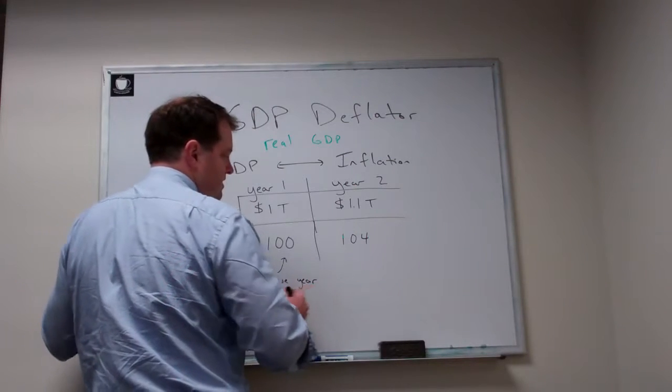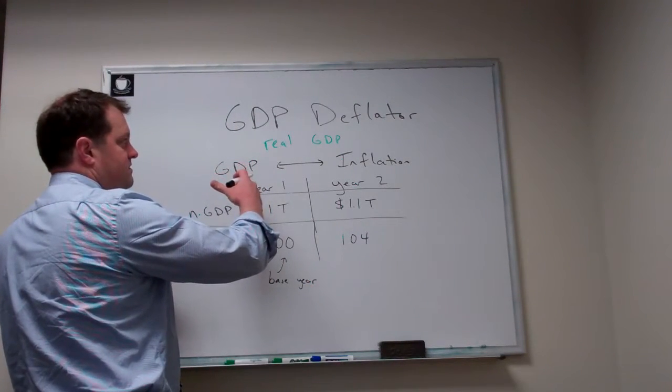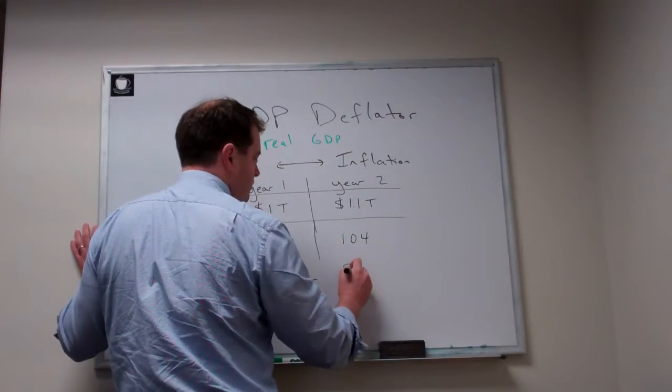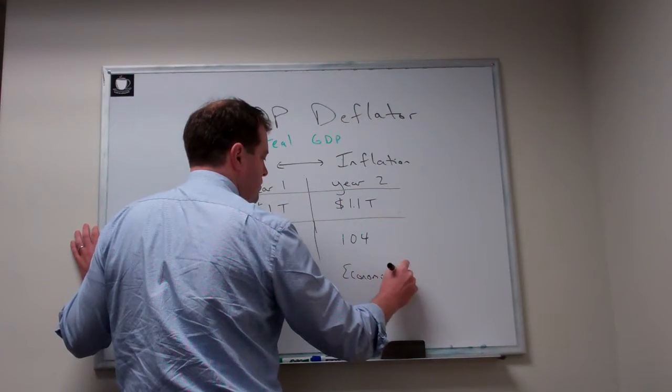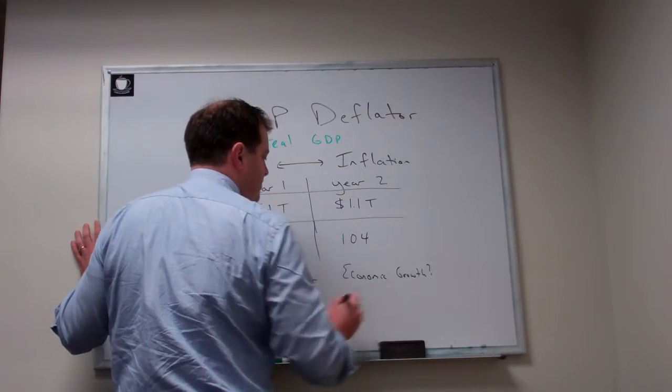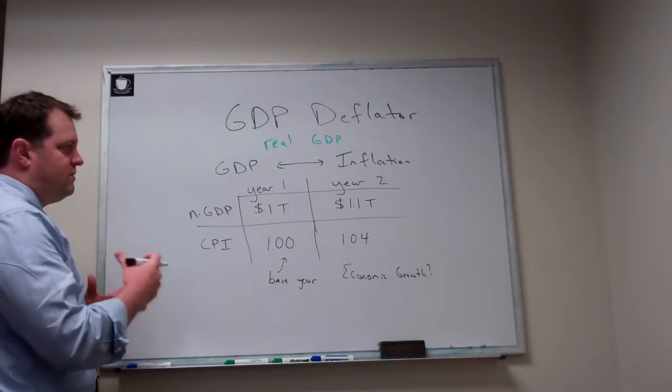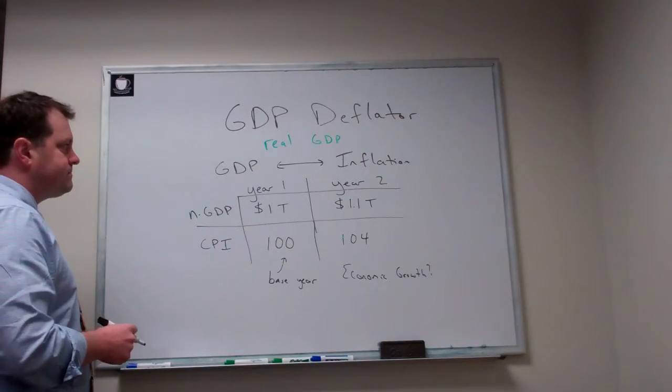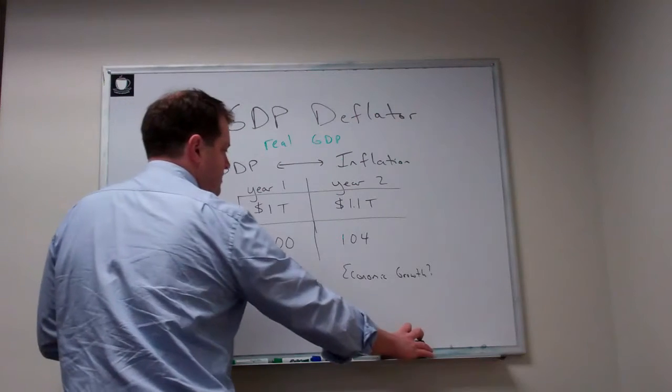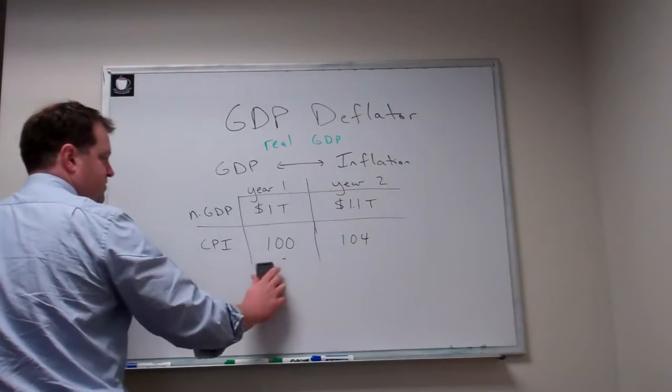So at the end of this exercise, what we want to be able to determine is whether or not any economic growth occurred. That's really where we're going here. So let's take a look at how we can use the GDP deflator with these data.